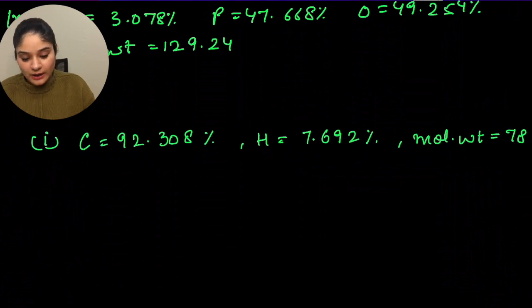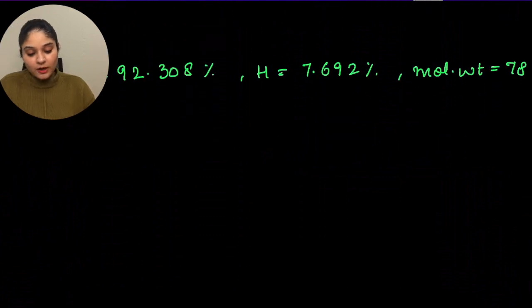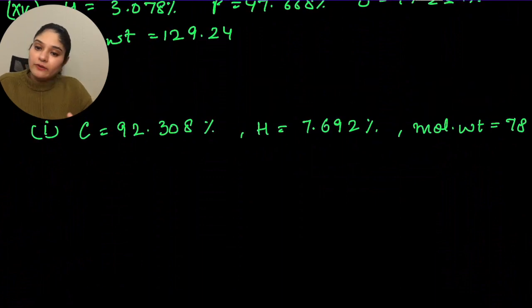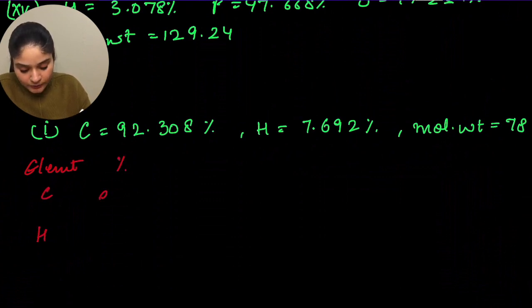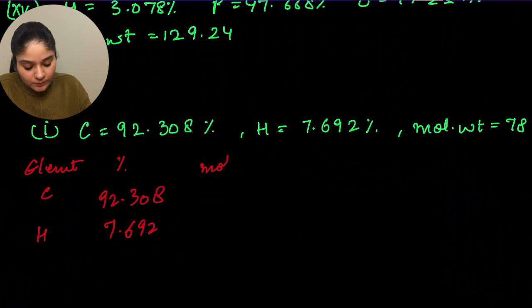Okay, so I have the question with me now. I have carbon and hydrogen, and the molecular weight is given to me. Whenever you have empirical formula questions, you start by making a chart. So the elements are C and hydrogen, with percentage composition 92.308 and 7.692. Then the molecular mass or atomic weight, that would be 12 and 1.